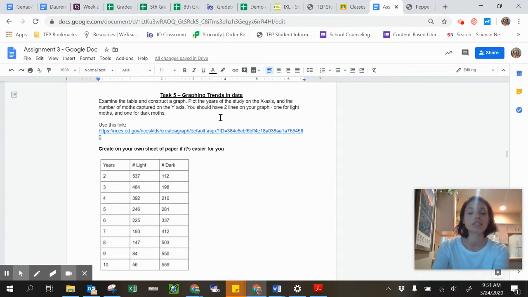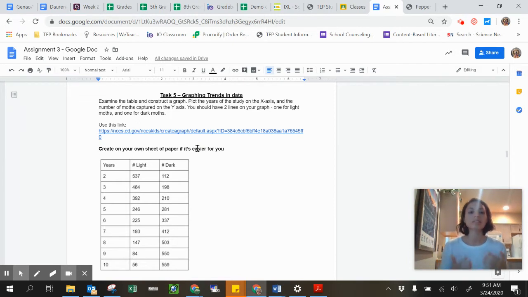And now moving on to this one, examine the table and construct a graph. This is what scientists have discovered when they went to research the number of light and dark moths in a certain area. So they recorded the number. This is how many they got in the second year and how many in the dark year. And as you can see, there's a fluctuation in numbers. So examine the data and construct a graph. Plot the years of the study on the x-axis and the number of moths captured on the y-axis. So you should have 2 lines on your graph, one for light, one for dark.